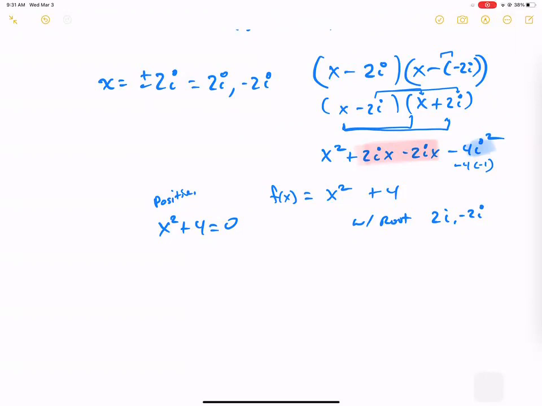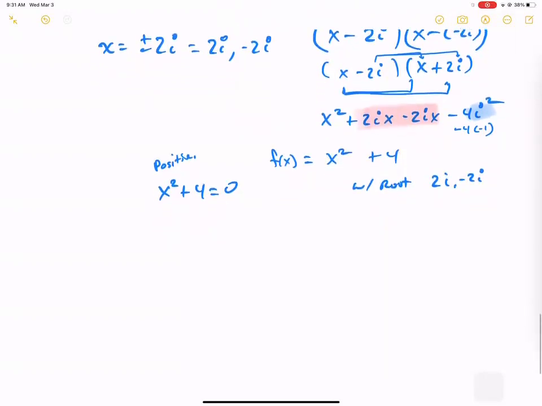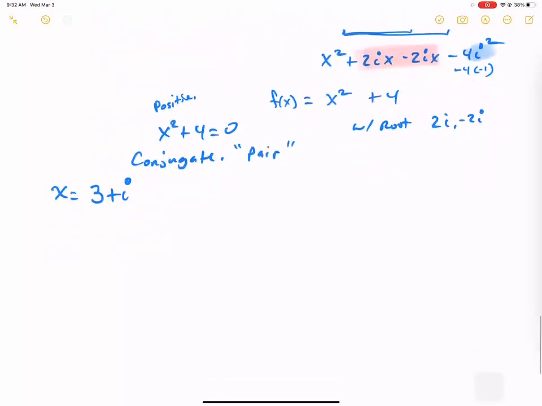Okay, now let's get into more complicated roots. Now, if I told you x was equal to 3 plus i, what would the conjugate be? The idea of a conjugate is the pair. What would be the corresponding pair to 3 plus i? This is something you have to come up with. If I told you one of the answers is 3 plus i, what would the conjugate, what would the pair, be?